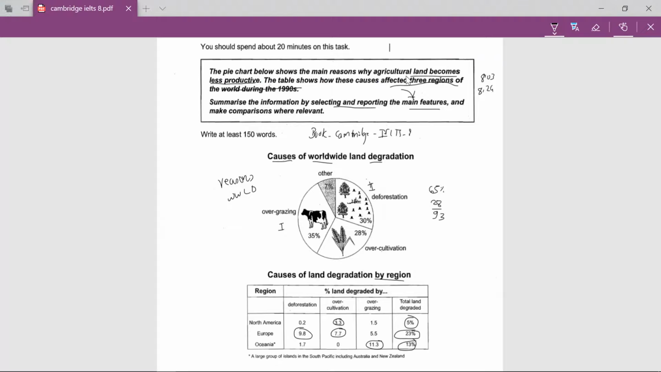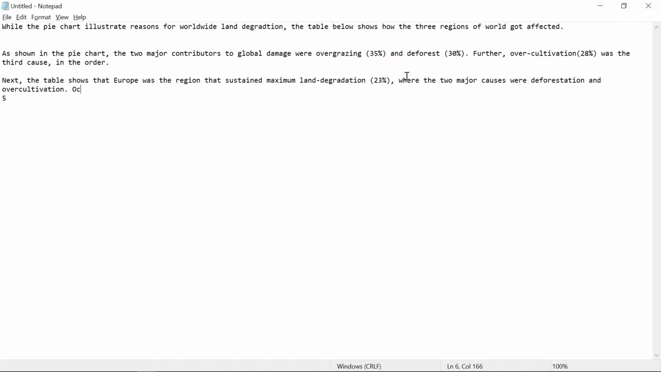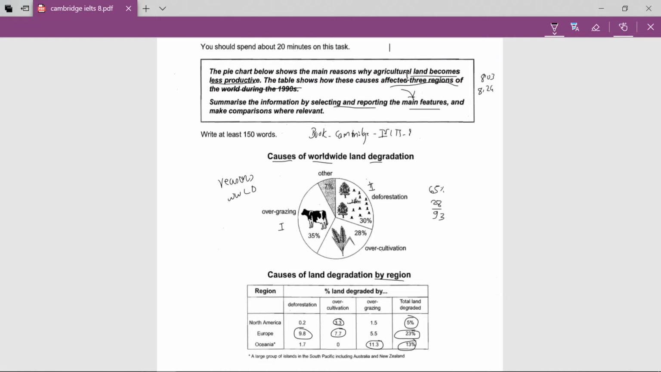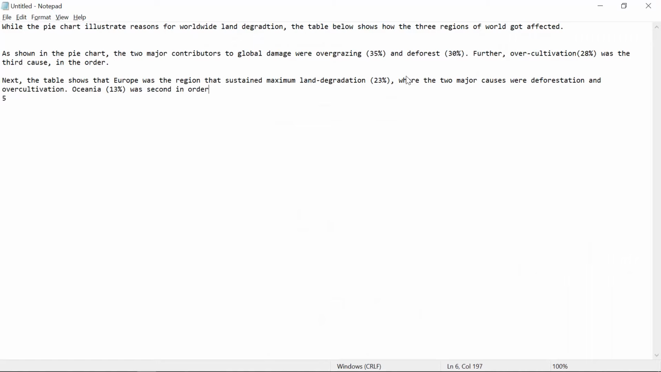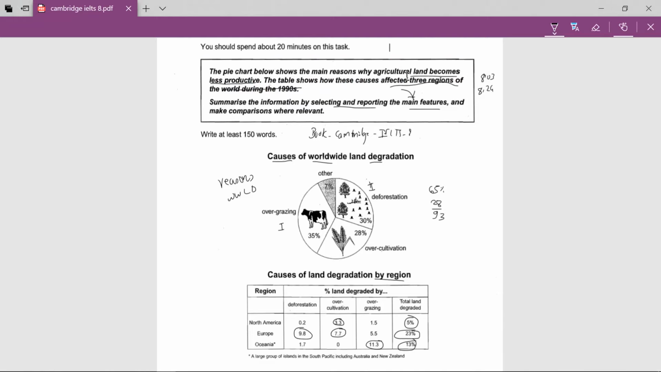Oceania, 13%, was second in order. Second in order simply tells that it was the second most damaged region. So I can simply say second in order, where overgrazing was the major cause. And then I can talk about North America.